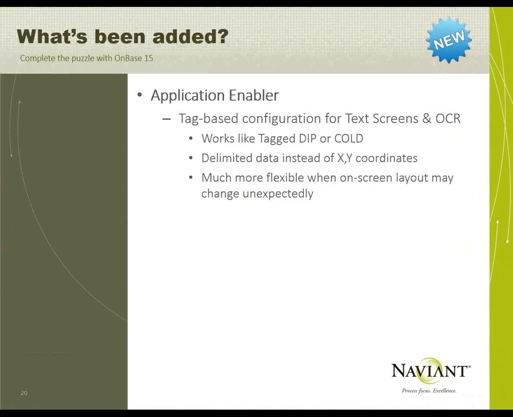You no longer set XY coordinates, you no longer set line and offset. You just use the delimited data, and it's way, way more flexible if your on-screen text layout might change unexpectedly. That's a big, big feature for App Enabler.